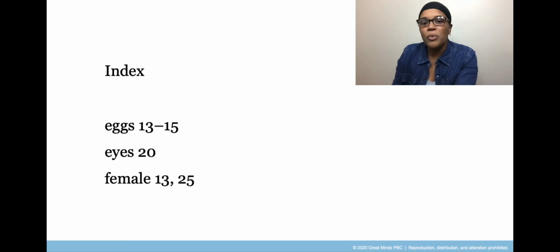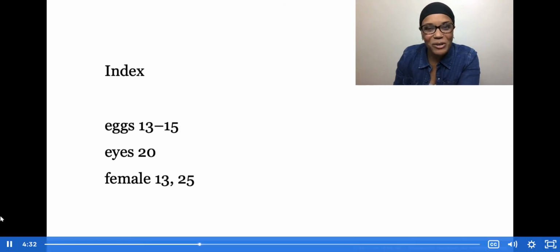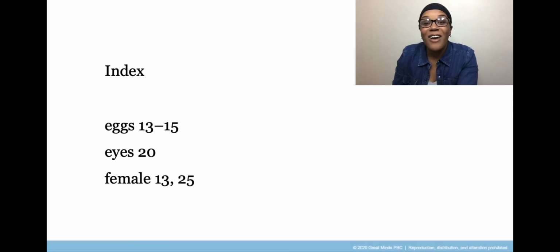Now, if we want to find more information about eggs, where could we look? Point to the part of the index that will help us. I'm sure you pointed to it, pages 13 through 15. And remember, the dash or the hyphen means that on the pages from 13 through 15, you'll find information about eggs. So that will actually be pages 13, 14, and 15.